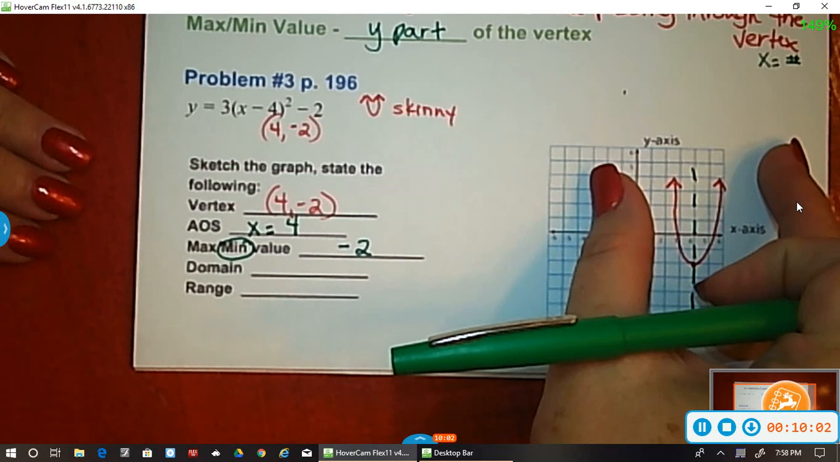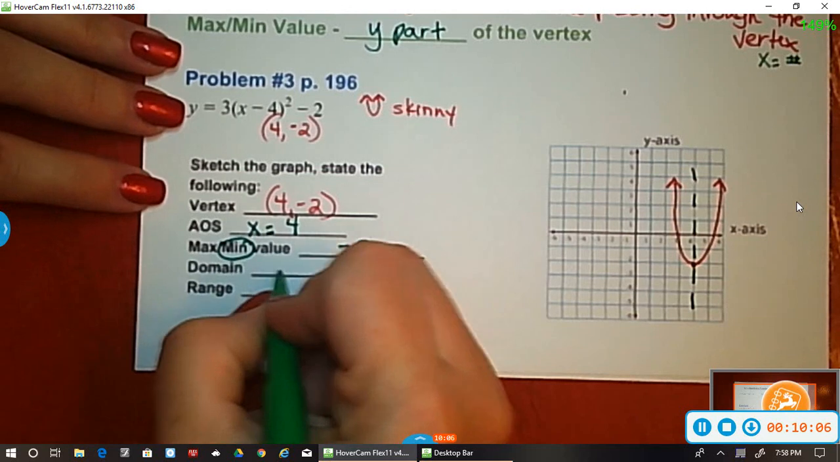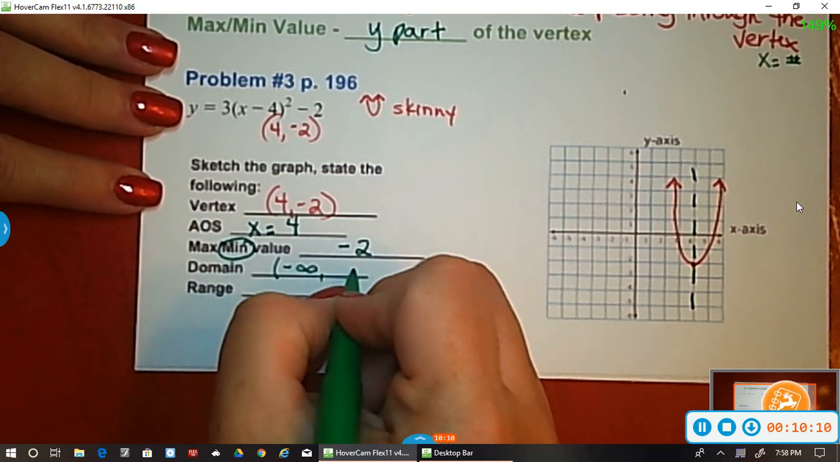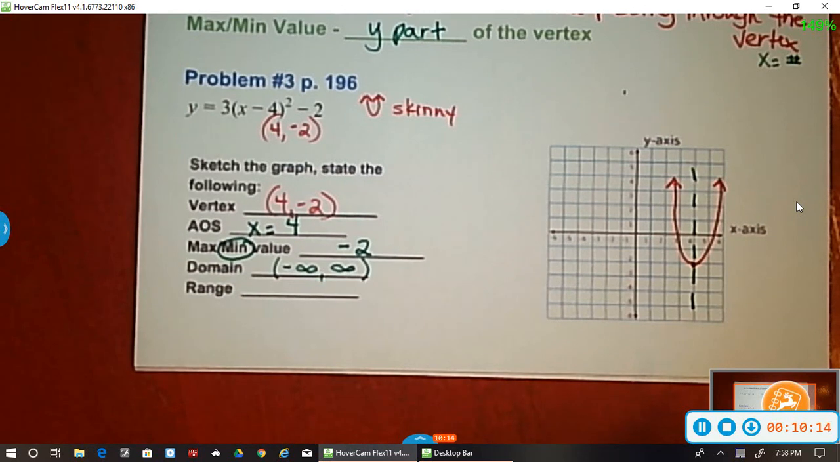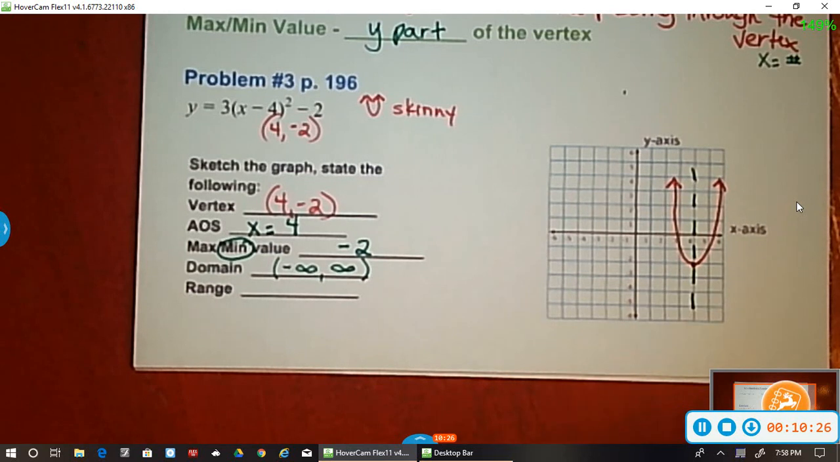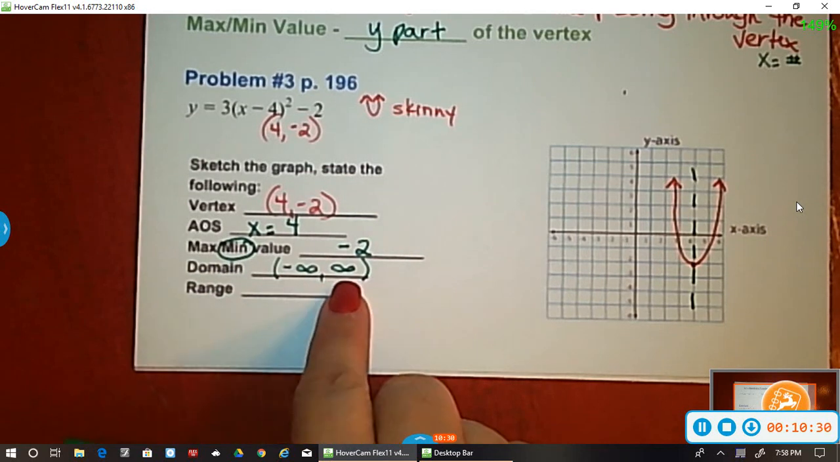The domain, once again, as this opens upward, it is continuing to get wider. So as it goes up forever, it's going to continue to get wider forever. So the domain is negative infinity to positive infinity again. And here's a hint. All of the parabolas that open up or down are going to have the same domain. The domain for every quadratic function that opens up or opens down will always be negative infinity to positive infinity.